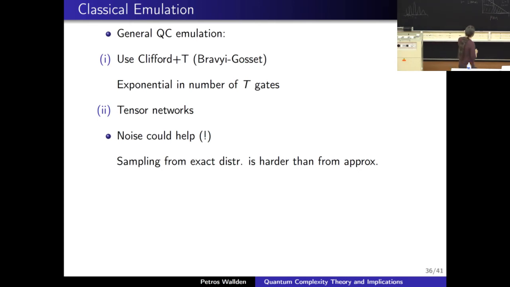So intuitively, the noise should help you, but it should help you if you're using a more involved technique. So you don't try to sample from an exact distribution. You try to sample from an approximate distribution. And even complexity-theoretically, you can prove that sampling from an exact distribution is harder than sampling from a noisy version of the same distribution, actually.